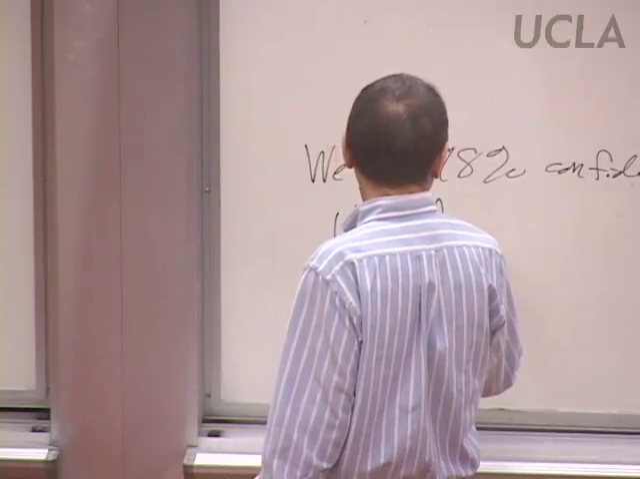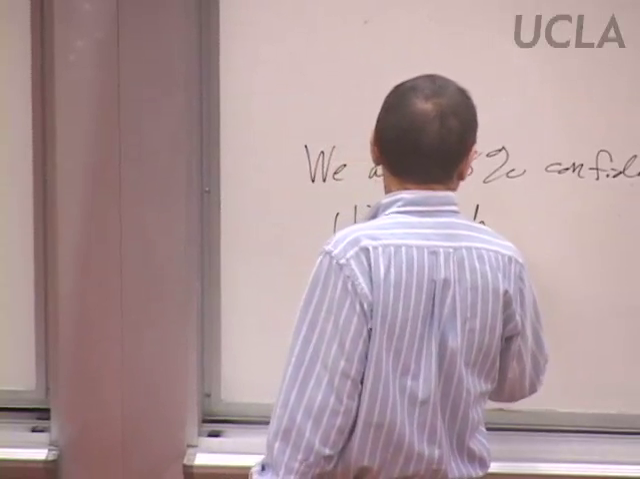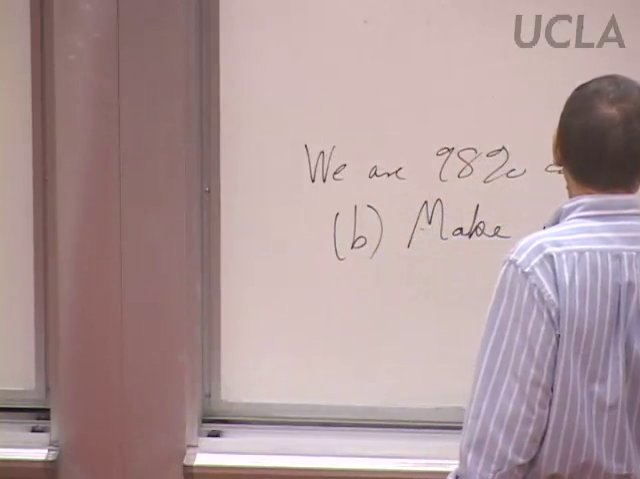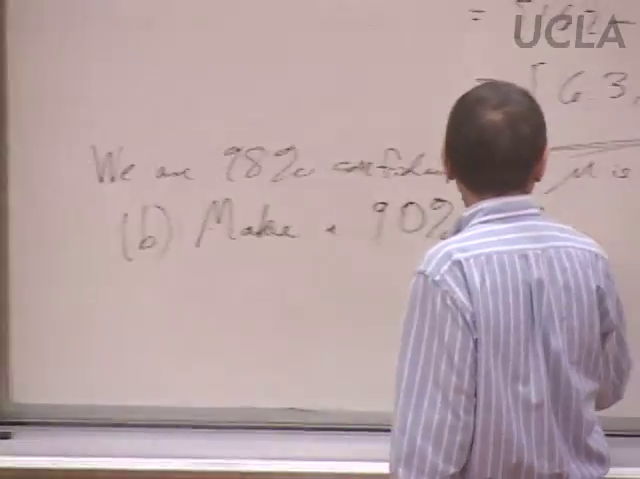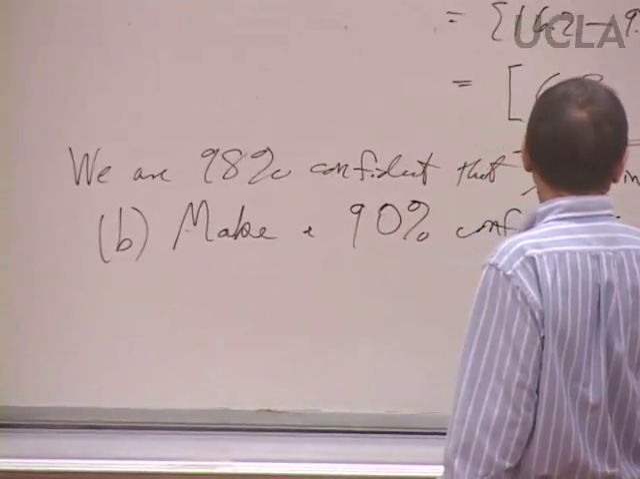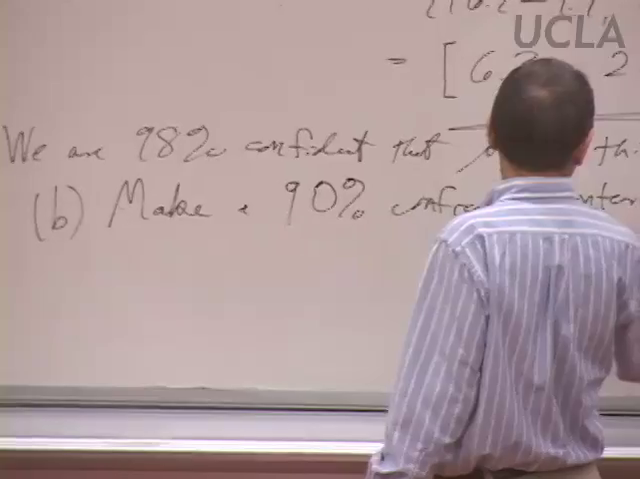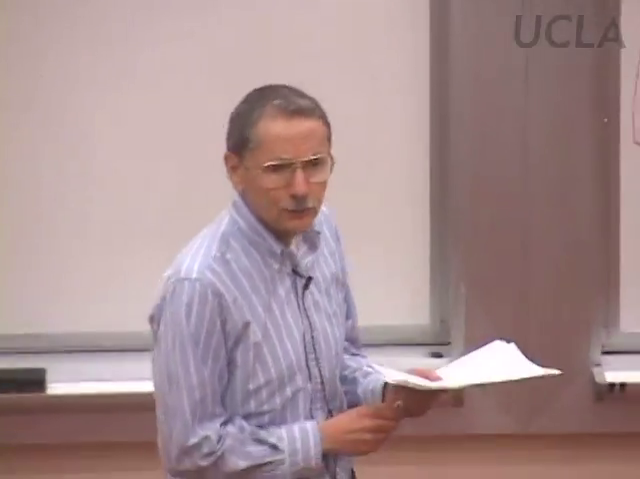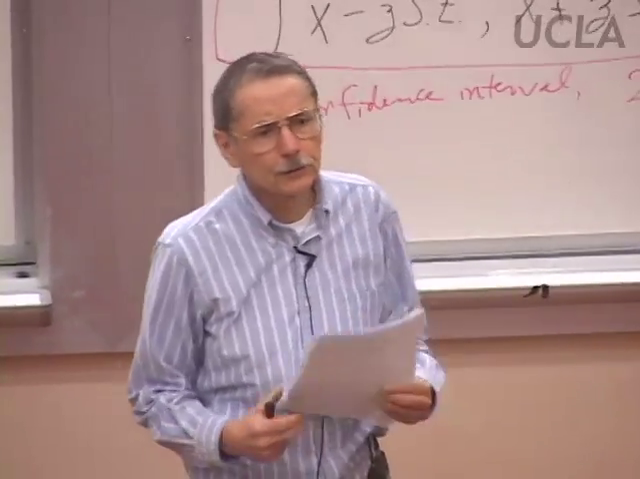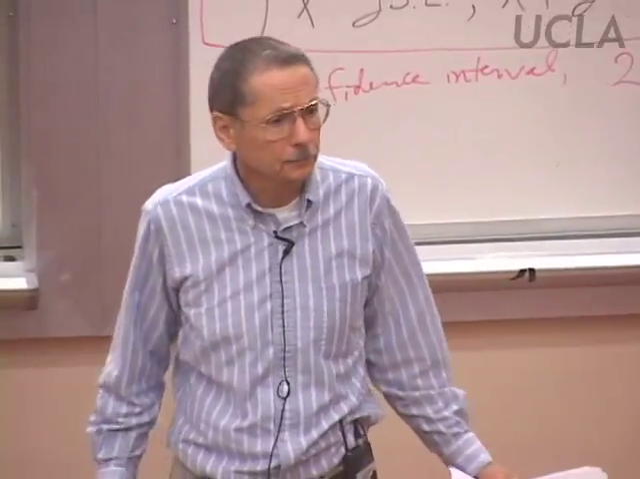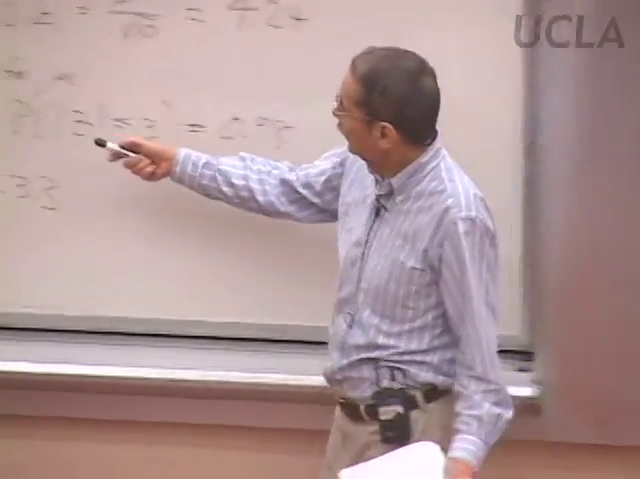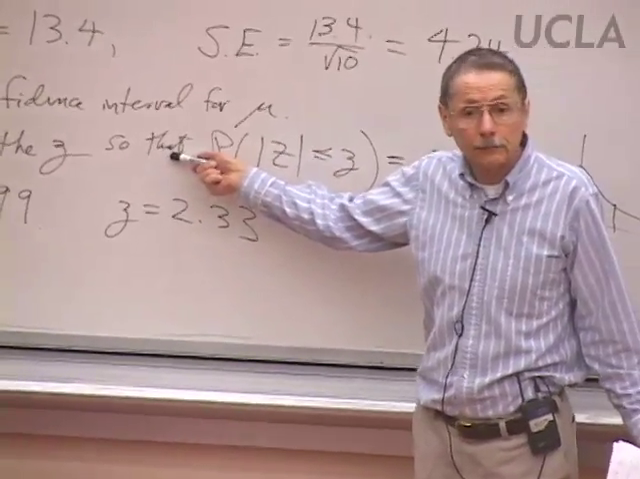Let's try to find, say, a 90% confidence interval. Well, that will be a little shorter. How much shorter? Well, let's try it and see. Step 1, we find the z-value.